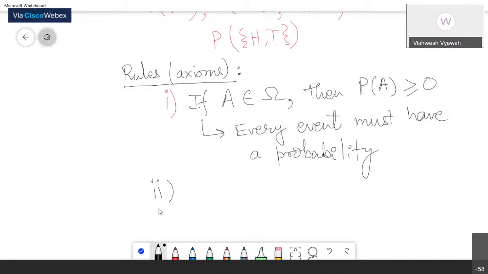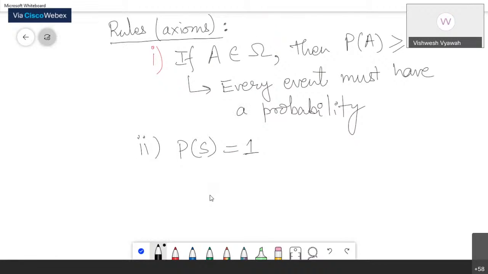The second important rule or condition is that the probability of your sample space is always 1. Very important. Because what is the sample space? Is it an event? Yes, it is also an event. And it has all possible outcomes, and therefore its probability is 1.